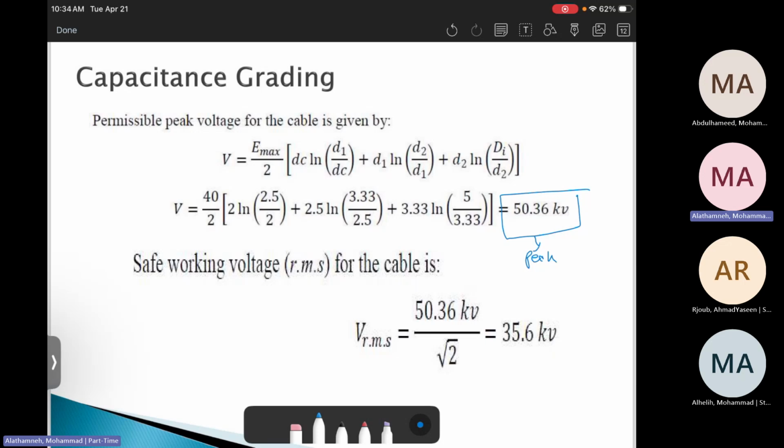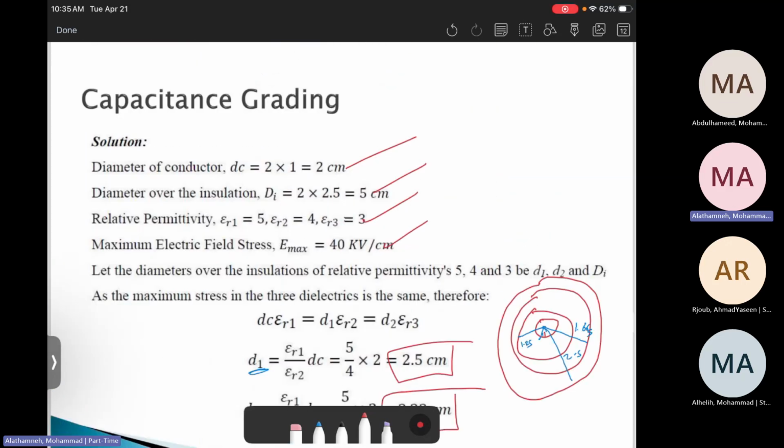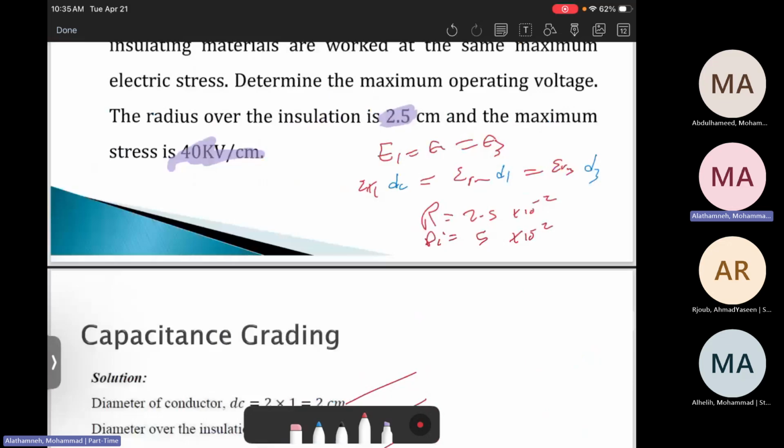We used to use the RMS value, that's our target every time. We used to say these voltages are the RMS. Therefore, we need to divide it by square root of 2, because as we know, the RMS equals the peak divided by root of 2. Then it will be 35.6 kilovolts. So as a result, this cable is supposed to be a 33 kilovolt single core.